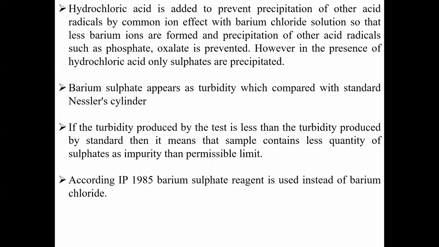Barium sulfate appears as turbidity, which is compared with the standard in the Nessler cylinder. After completion of the reaction, the turbidity which occurs in the Nessler cylinder is the barium sulfate precipitate. You have to compare how much turbidity is produced in the sample as well as the standard. If the turbidity produced in the test or sample is less than the turbidity produced in the standard, that means it passes the limit test. That means it is within the given limit according to the Indian Pharmacopoeia. The given limit test passes.